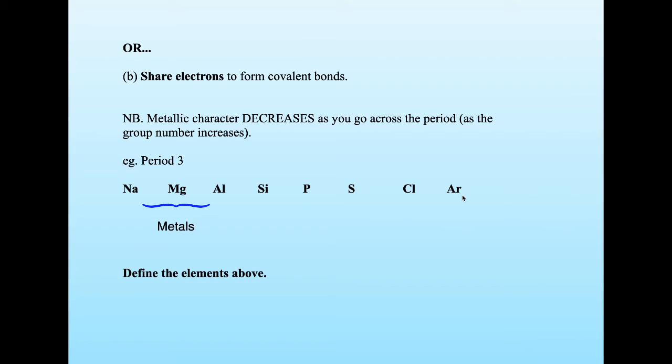These 4, phosphorus to argon, are non-metals. And then silicon falls into that little fuzzy overlap in the middle, where sometimes it acts like a metal, sometimes it acts like a non-metal. So we could call it a metalloid or a semi-metal.